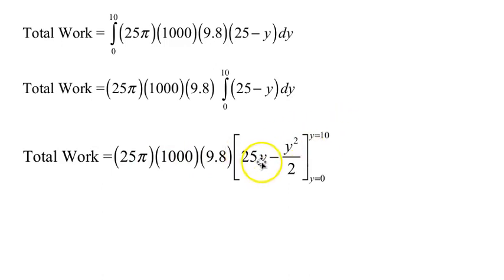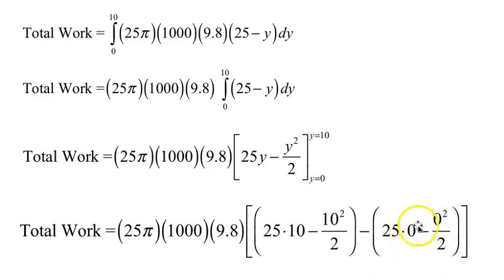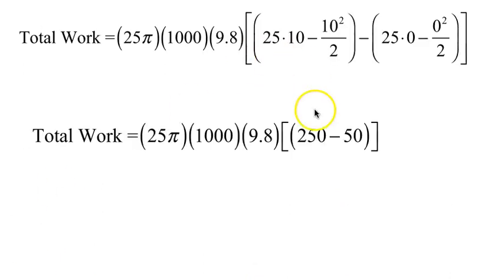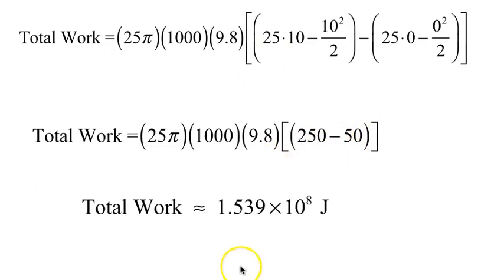Plugging in y, 25 times 10, minus 10 squared over 2. Plugging in 0, of course, 25 times 0 is 0, 0 squared over 2 is 0. 250 minus 50, I think, is what we're going to get there. 250 minus 50 is just 200. Multiplying all that together, maybe 1.54 times 10 to the 8th would be better, but I've gone ahead and given you an idea what the answer is, approximately 1.539 times 10 to the 8th.